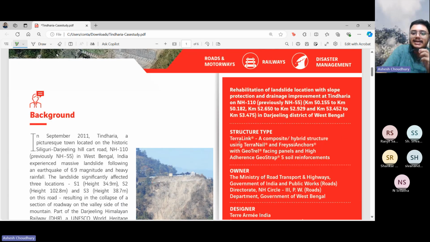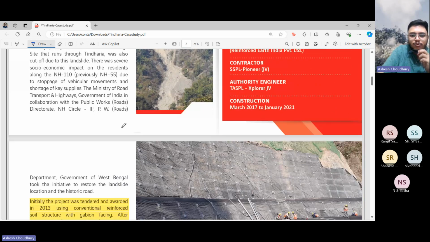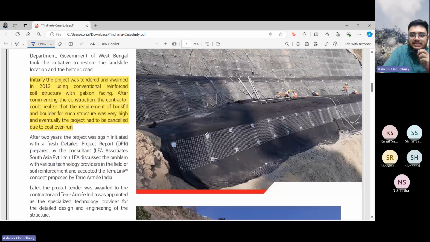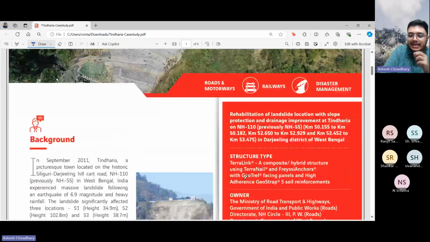Terre Armée India has a technology called TerraLink. Using that, they suggested the design of this reinforcement. From what I could understand by reading this, these facings you can see are steel mesh facings. Apart from that, they are using some nailings and anchors on the reinforcement. And one more thing, these are linked reinforcements.